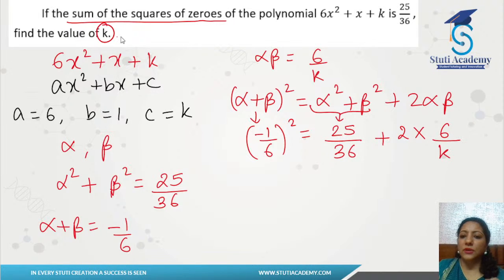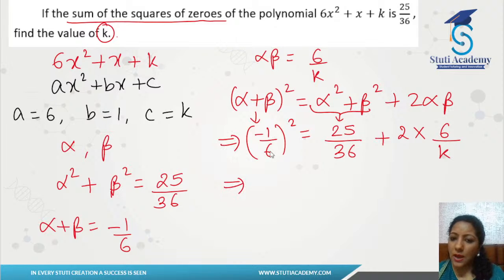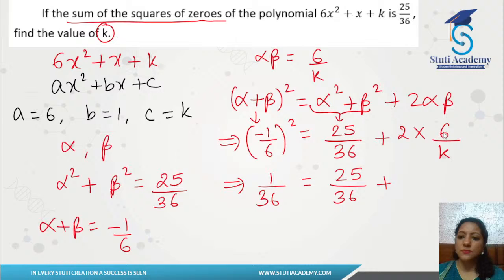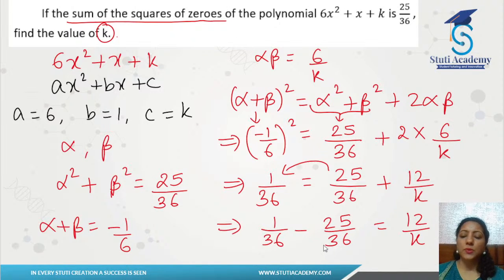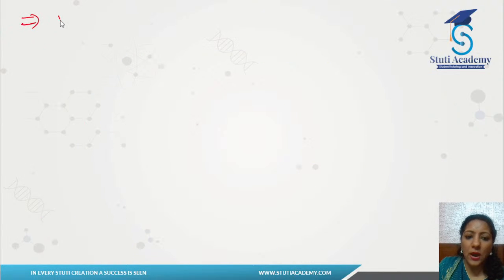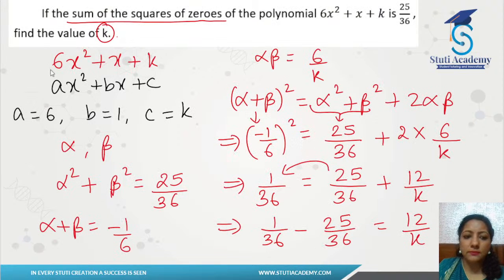Here we have to find the value of k. So I'm going to write this as 1 upon 36. This I'll write as 25 upon 36. And this is 2 times alpha beta, that is 2 times 6 upon k, that's actually 12 upon k. Now I'm going to take this on the other side. I will get 1 upon 36 minus 25 upon 36 is equal to 12 upon k. Since we have the same denominators, we will not take the LCM. We will just directly work on the numerators. So we have 1 minus 25 over 36 and then we have 12 upon k.